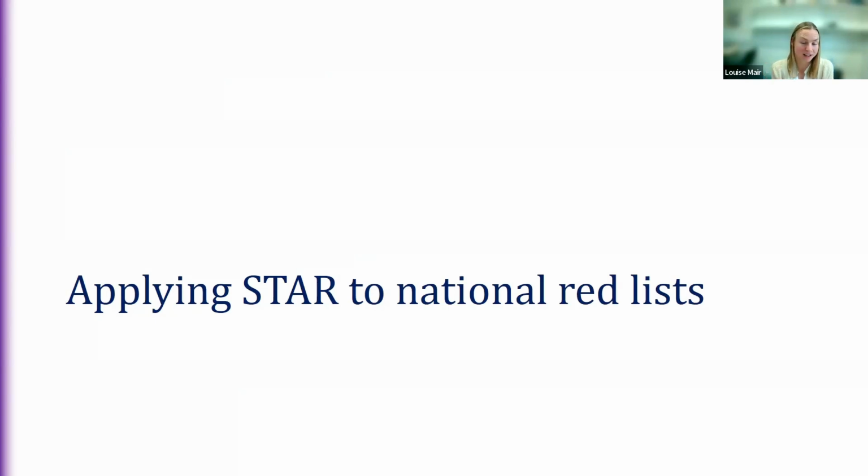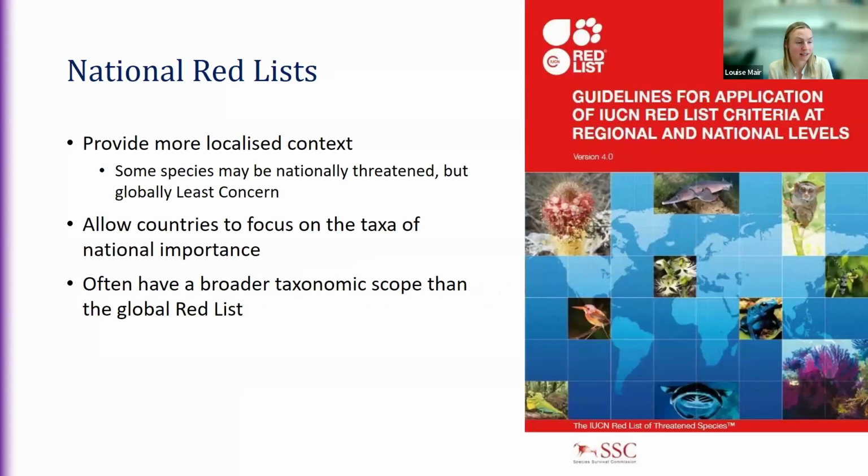The last thing that I'd like to present is some work that we did applying STAR to national red lists. So far everything has focused very much on the global IUCN red list data. But we recognised that national red lists are really important because they provide more localised context. So species are often nationally threatened, but globally least concern. Particularly if you think of the UK, it's a very good example of that.